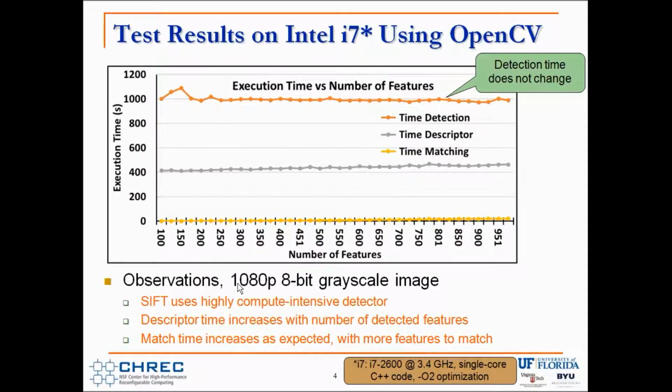The OpenCV benchmark of SIFT shows that the execution time of SIFT is as high as 1 second. So the extractor takes a huge amount of time in computation, which shows that it is a compute intensive detector. The descriptor part depends upon the number of features that have been extracted by the detector. So the descriptor time increases with the number of detected features, as shown in the graph. Match time also increases, as expected, with more features to match.